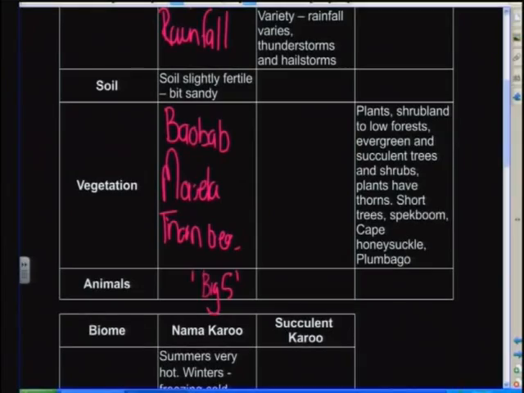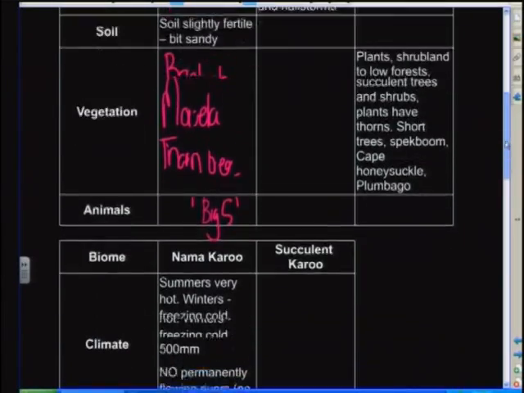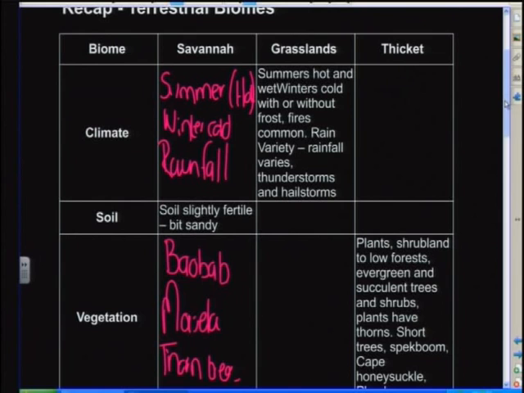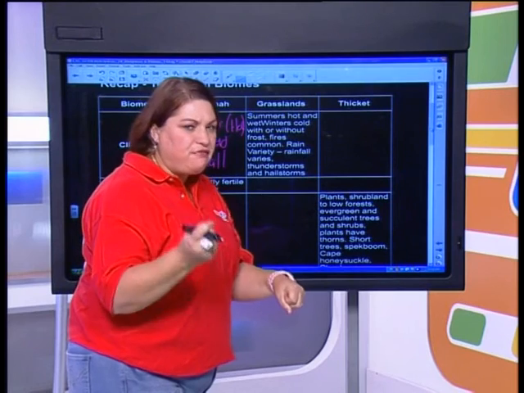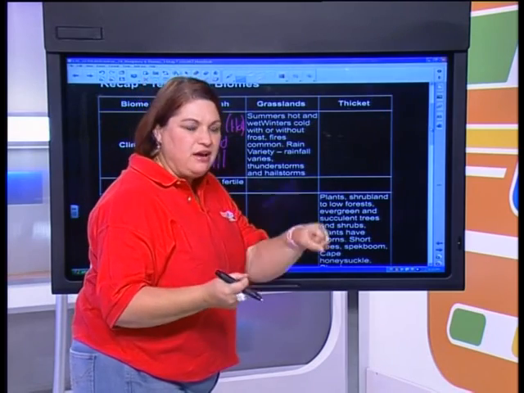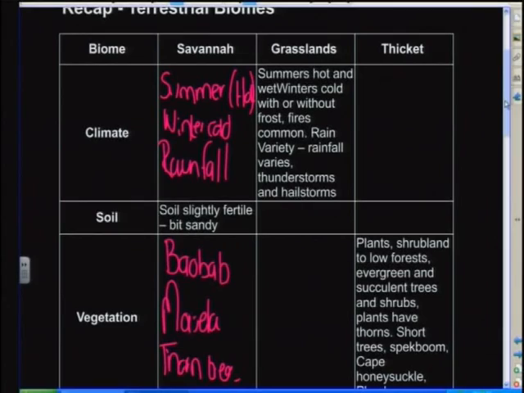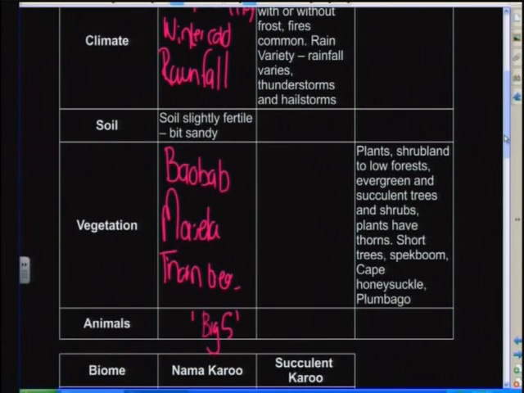Let's go to our next one, our grasslands. I've already given you the climate. Summer's nice and hot, winter's cold, can have frost, and summer's rainfall, thunderstorms. That's where we stay. So what will the soil be? Lots and lots of grass. So we're also going to have sandy soil. We don't see a whole lot of huge big trees. So we know that our soil is not too fertile.